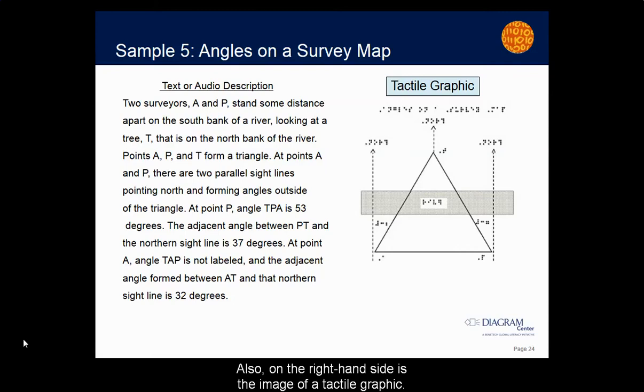Also, on the right-hand side is the image of a tactile graphic. And you can tell that it's considerably simplified, in that this surveying crew is measuring across a river, and there are extraneous trees and other extraneous things in the print image that are not put into the Braille image.